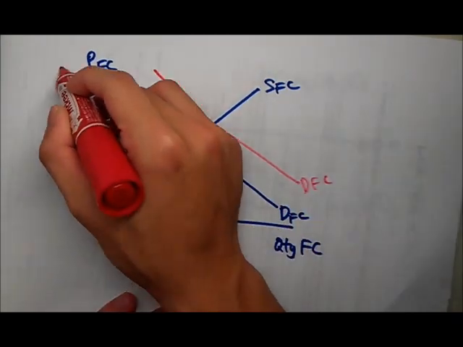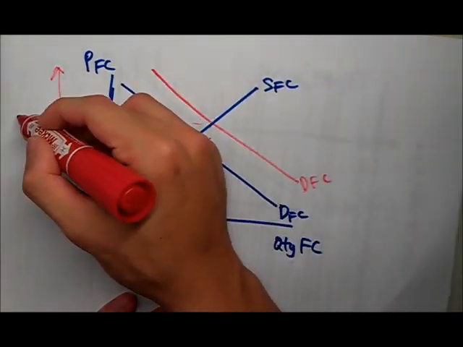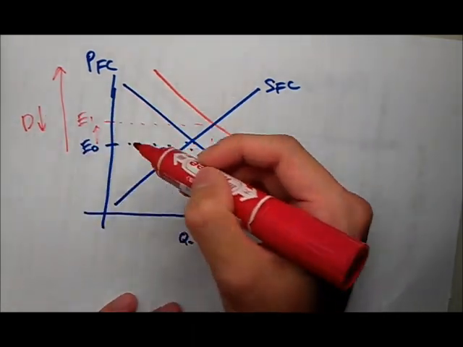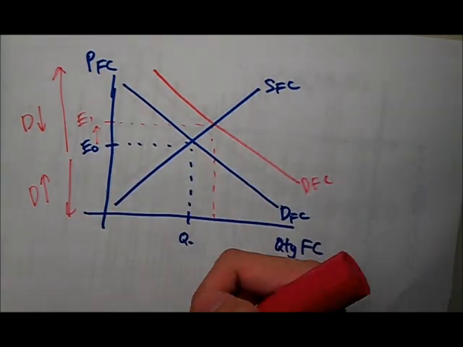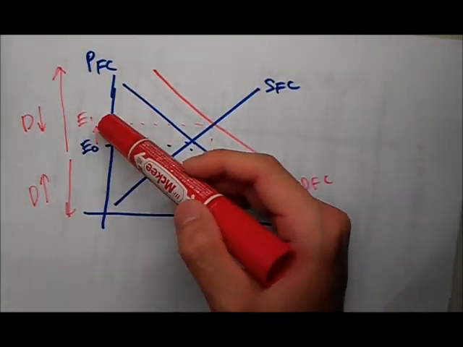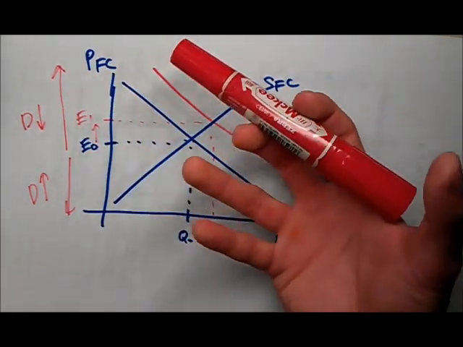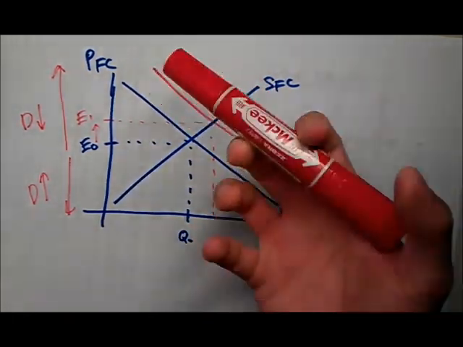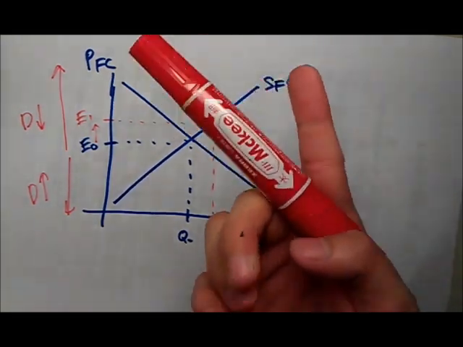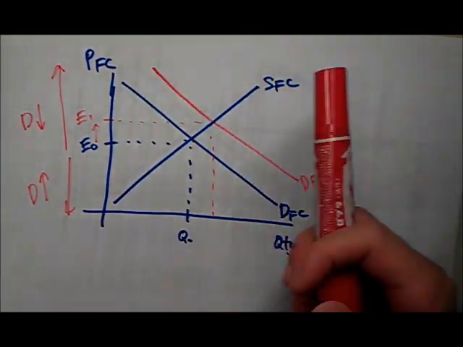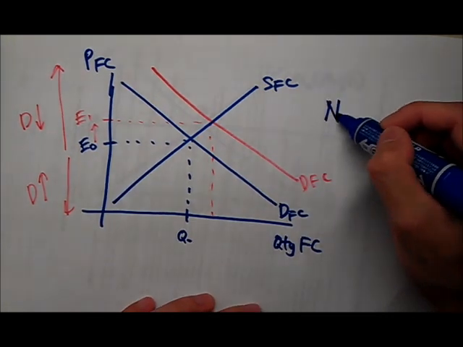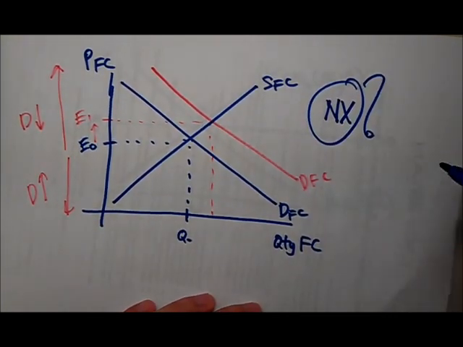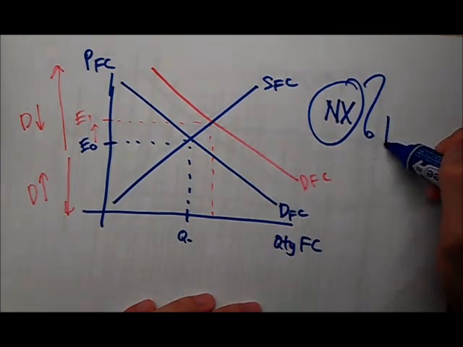When we go upwards, the domestic currency is depreciating. If we go the other way, the domestic currency is appreciating. Why is it depreciating? Because the price of foreign currency has become more expensive. I need to use more local dollars to buy one unit of foreign currency. So that's why my currency is depreciating. When my currency is depreciating, what will happen to my net exports? It's going to drop.